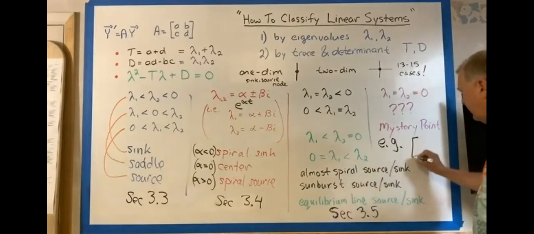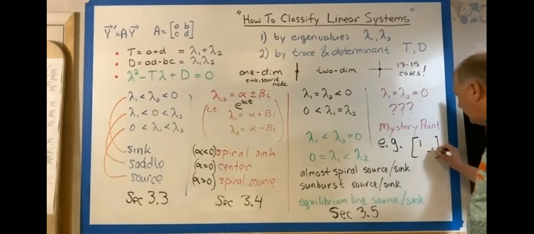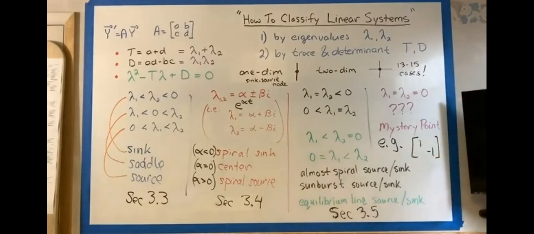It's easy to make a matrix with trace 0. How about 1 and minus 1? That matrix right there has trace 0. Currently, its determinant is negative 1. I can make the determinant 0 by adding 1.